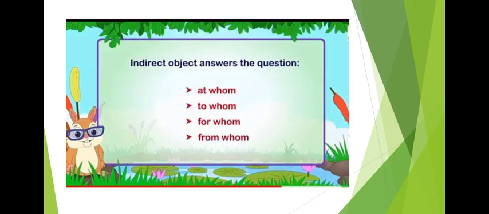Indirect object answers the question at whom, to whom, for whom, and from whom. We have seen that to identify a direct object, we have to ask the question what or whom. But now to identify an indirect object, these are the questions that we can ask, that is, at whom, to whom, for whom, or from whom.